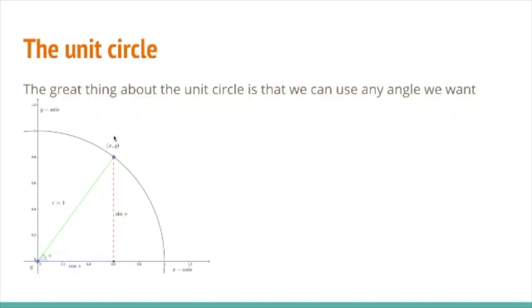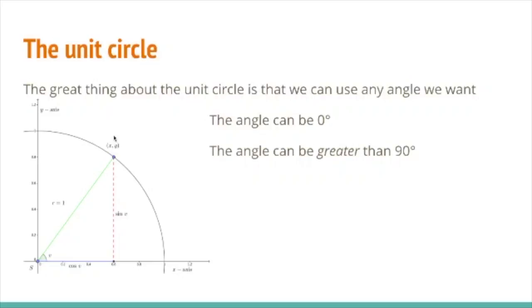The great thing about the unit circle is that we can use any angle we want. The angle can be 0, the angle can be greater than 90 degrees, or the angle can even be negative. Or of course, the angle could be in between 0 and 90.